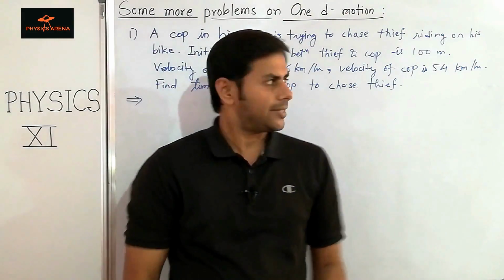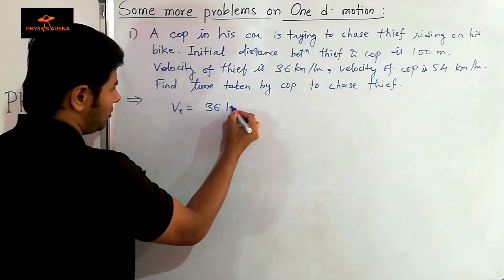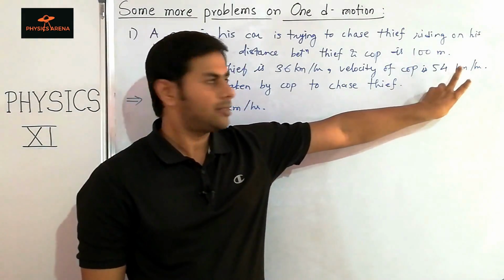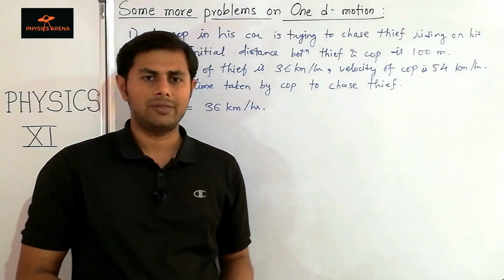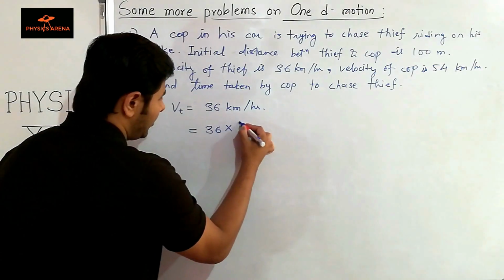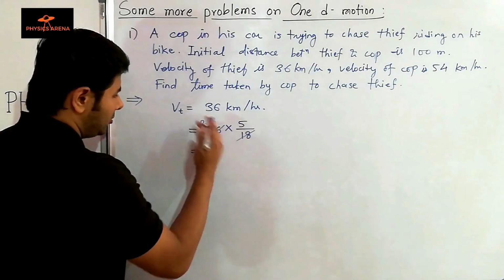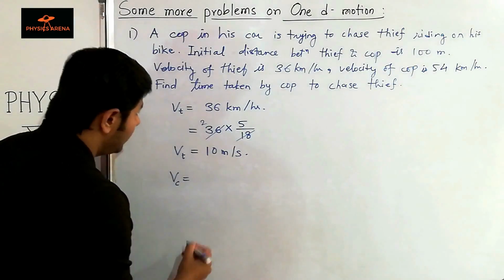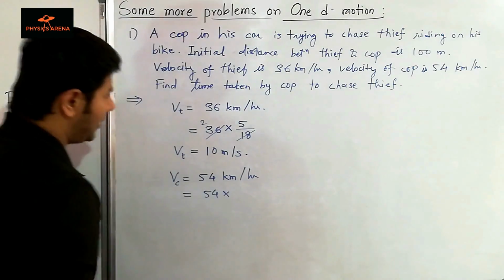Okay, so let us note down whatever we have here. We have velocity of thief, which is 36 kilometers per hour. Then velocity of cop is 54 kilometers per hour, and the distance is 100 meters. So better we convert all of them in same sets of units, that is SI units. So we know how to convert this. 36 multiplied by 5 divided by 18, and this is 2. So 5 2s are 10 meters per second is velocity of thief. Velocity of cop is 54 kilometers per hour, that is 54 multiplied by 5 by 18.